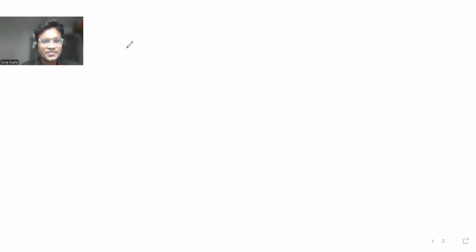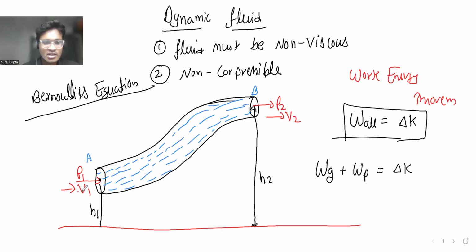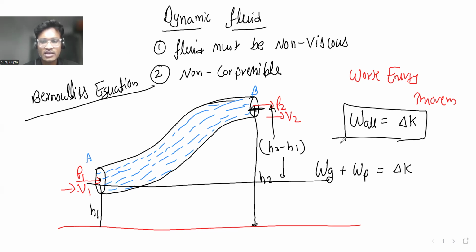If you see, the work done due to gravity is going to be equal to, if you look at the previous slide, the liquid has flowed from this point to this point. So obviously this is going to be equal to H2 minus H1, right?